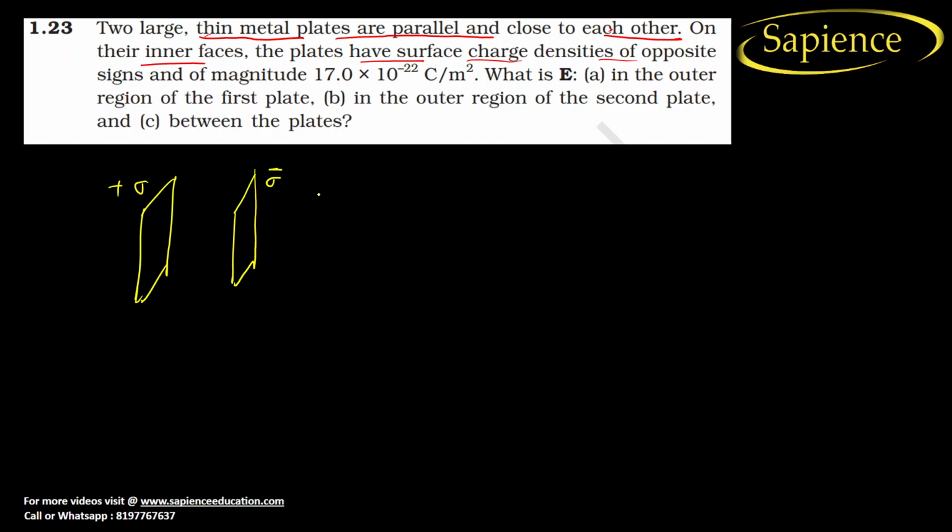The magnitude of the density is sigma equal to 17 into 10 to the power minus 22 coulomb per meter square. What is the electric field E in the outer region of the first plate, in the outer region of the second plate, and between the plates? So we need to solve this. Just pause the video and try to solve it on your own.